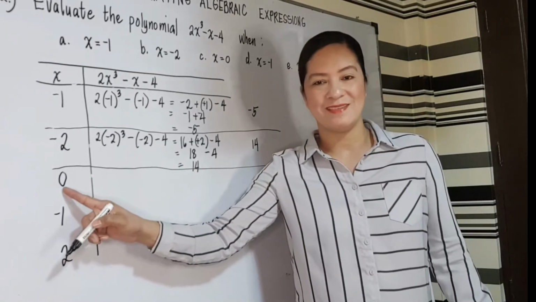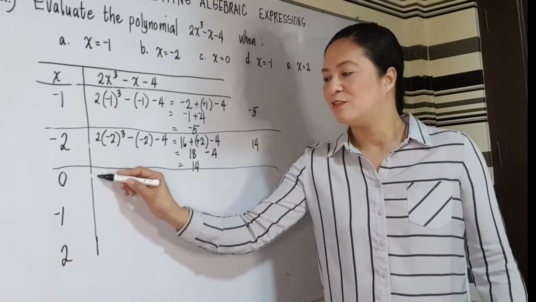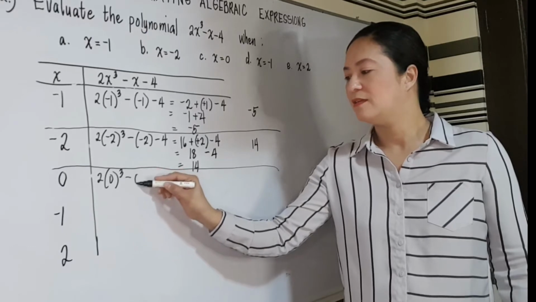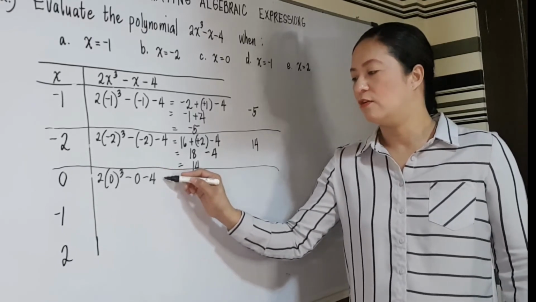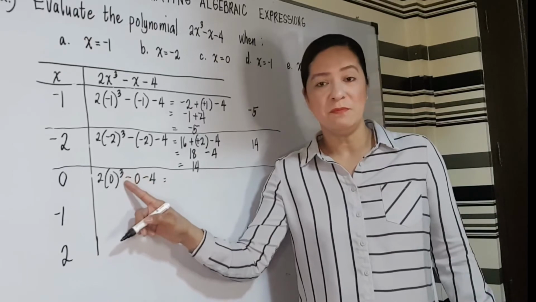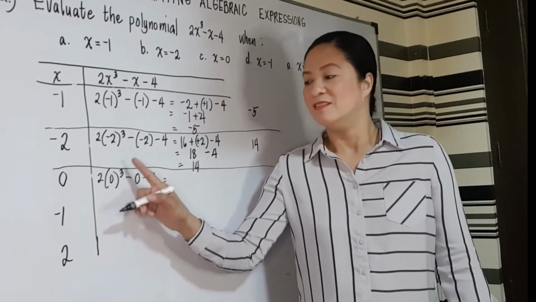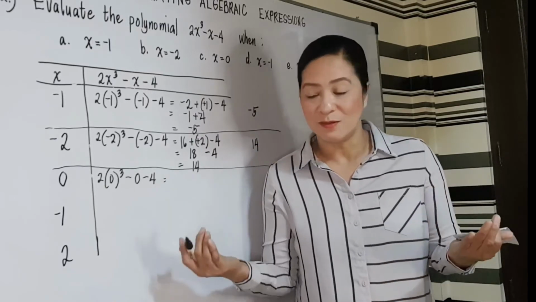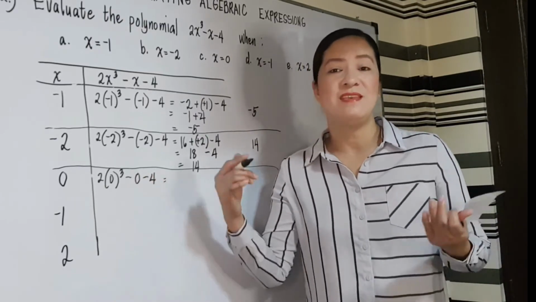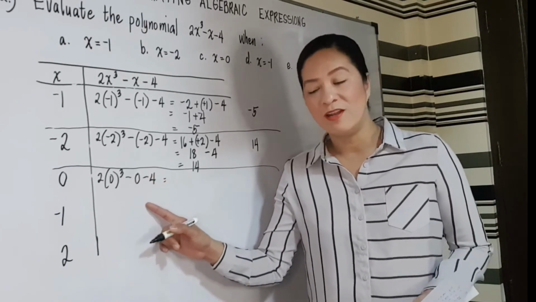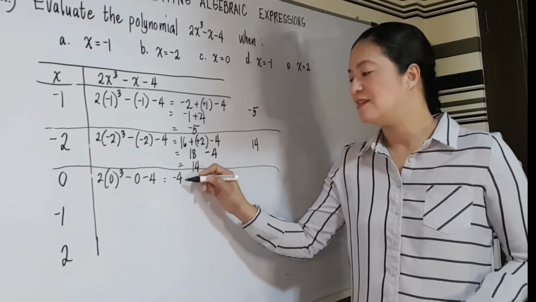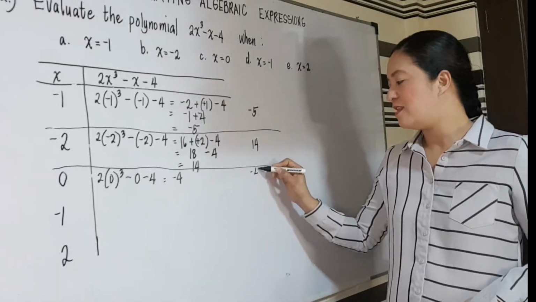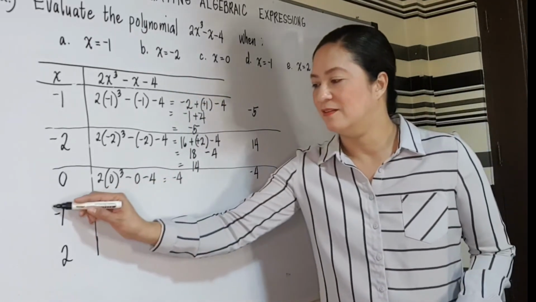When x is equal to 0. So, replacing the x by 0, minus 4. So, 0 cubed is 0, times 2 is 0. Any number multiplied by 0 is 0. Minus 0 is 0. Minus 4, that is negative 4. So that is the value of the polynomial when x is equal to 0.